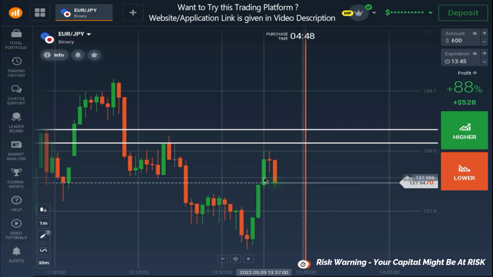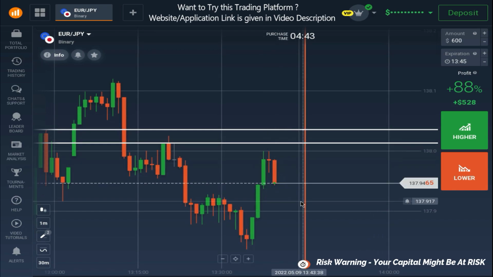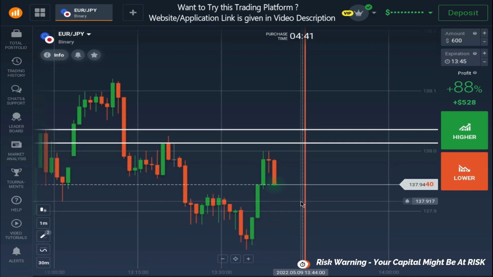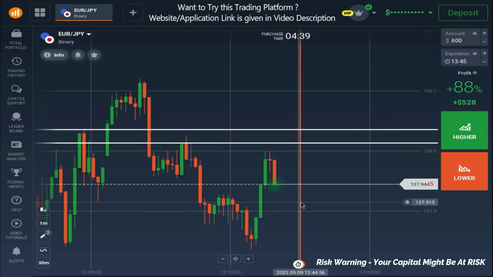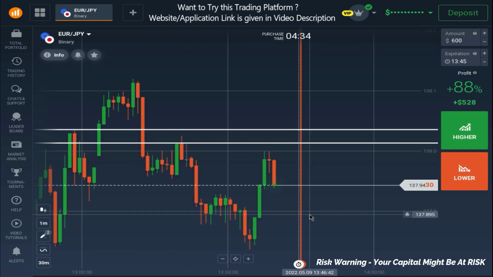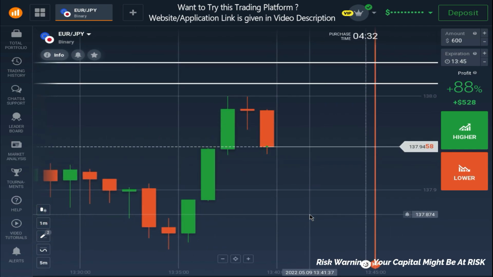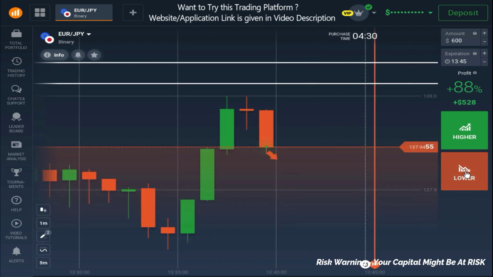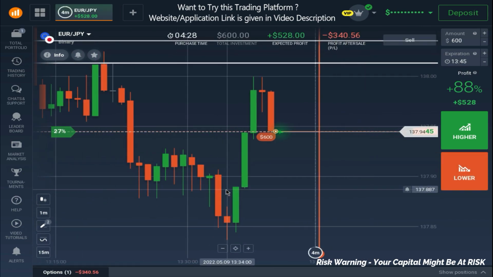Let's wait for the next 15 seconds, as this candle is going to finish in the next 15 seconds, and then we are going to take a 5-minute trade here in the direction of the newly formed trend. So I have taken a 5-minute trade here.